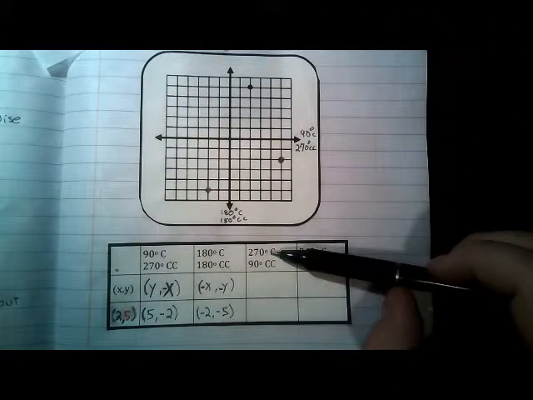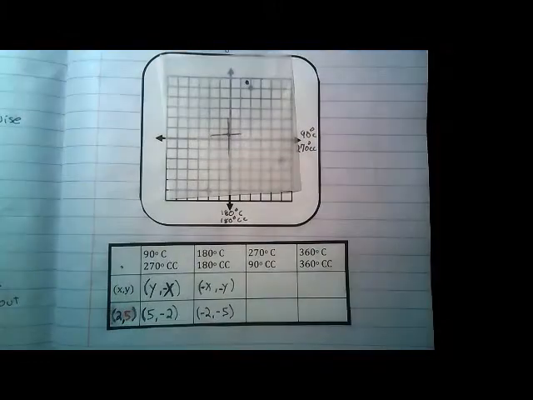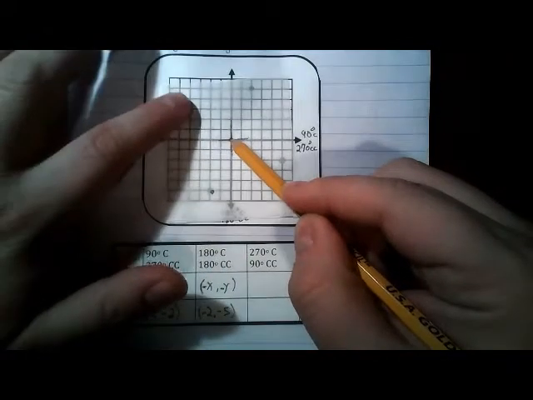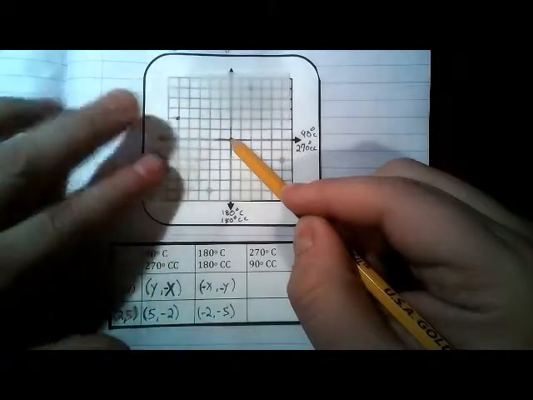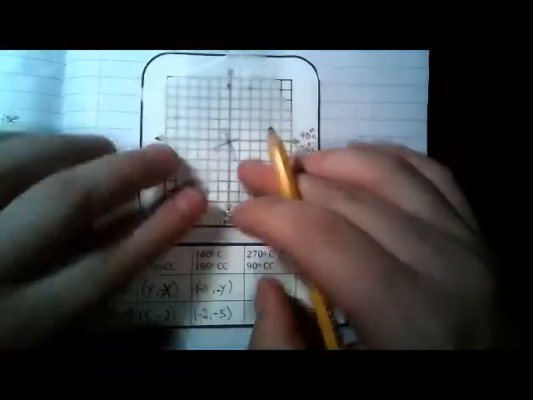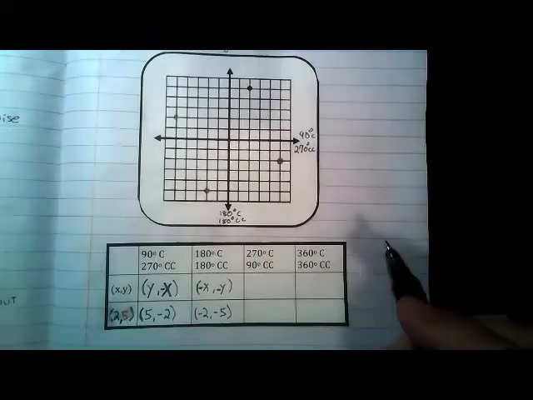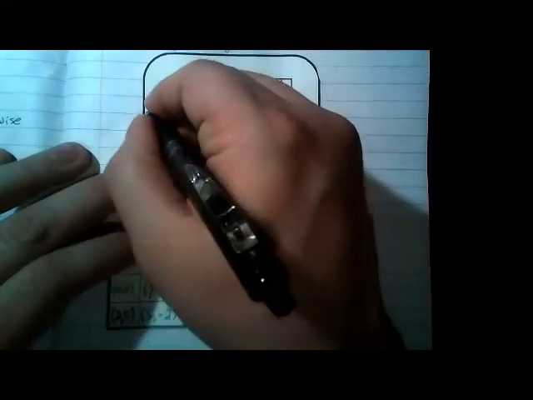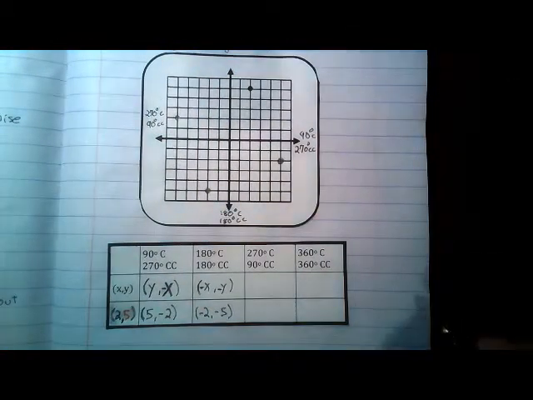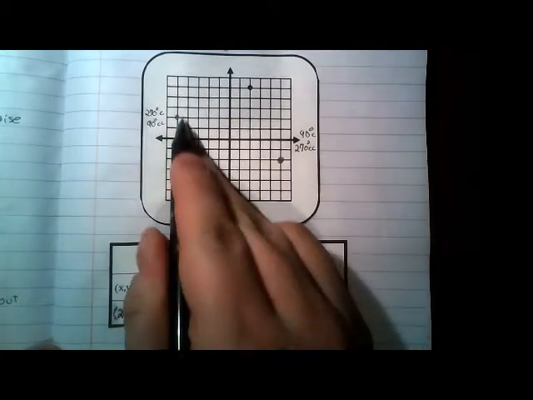Our next rotation is 270 degrees clockwise, which is the same as 90 degrees counterclockwise. Again, I have my point. It's already traced. I'm rotating about the origin 90 degrees, 180 degrees, and now 270 degrees. So that gets me to this point here. Okay. And it's important to note that 270 degrees clockwise would be the same as 90 degrees counterclockwise. And now we want to label that this was 270 degrees clockwise, which was 90 degrees counterclockwise. And our point went from 2, 5 to now negative 5, positive 2.